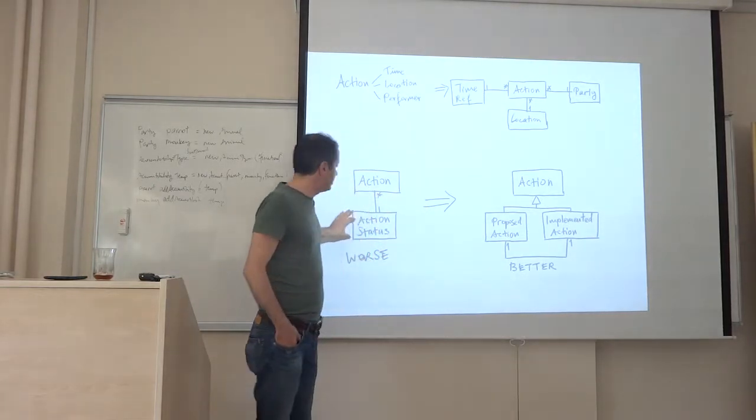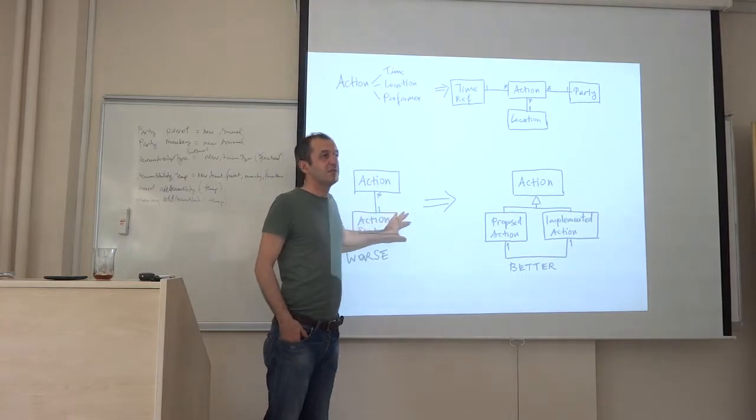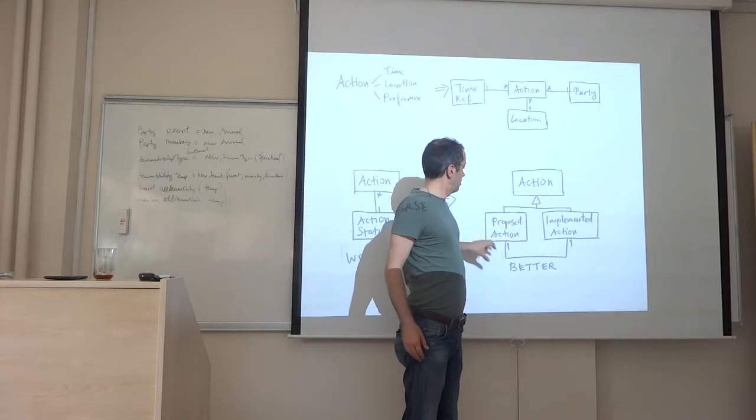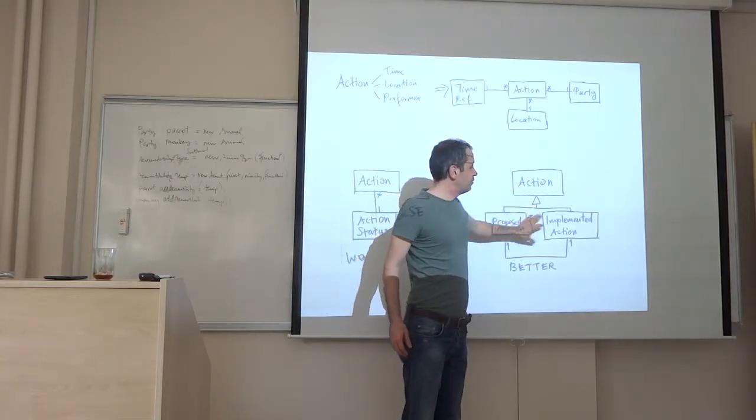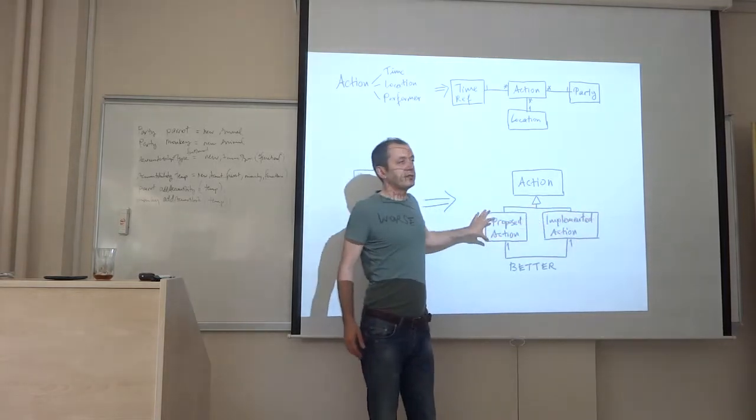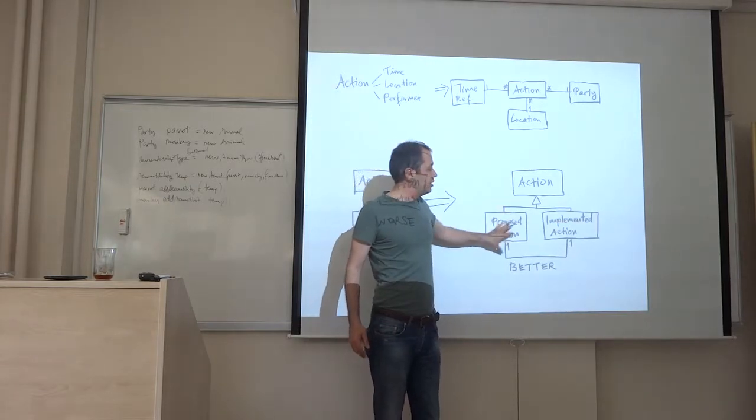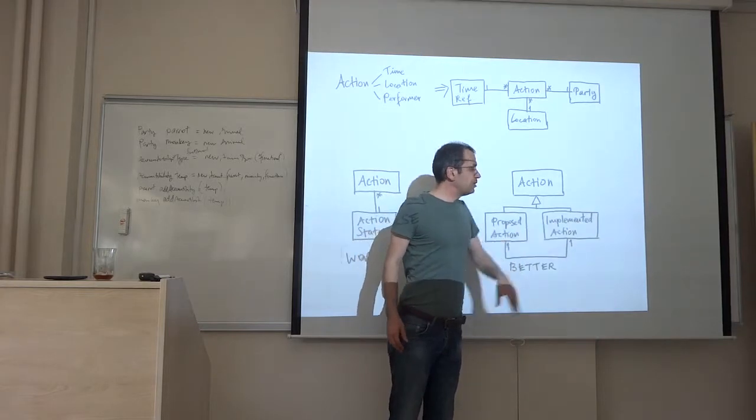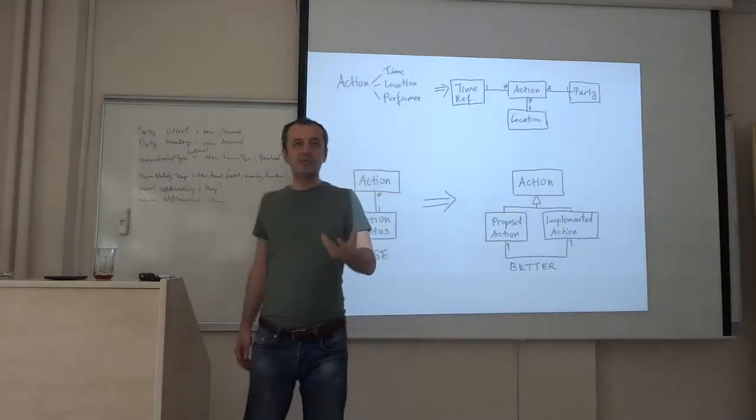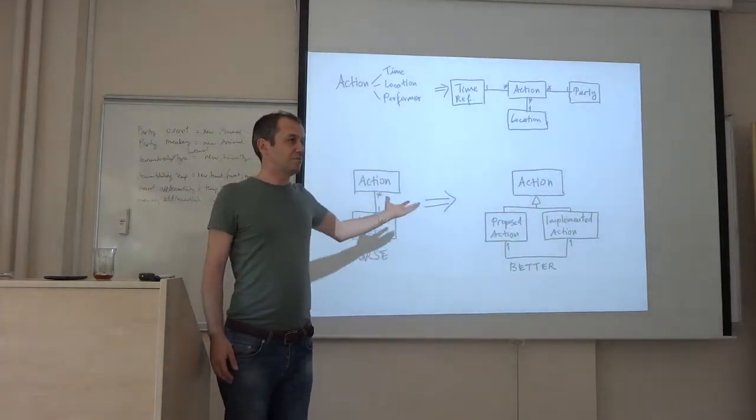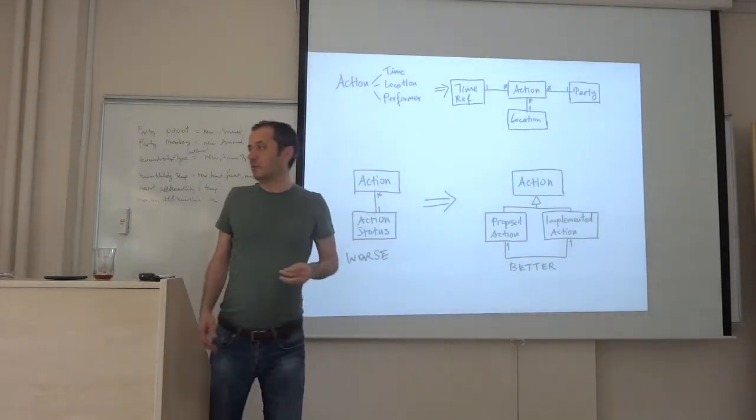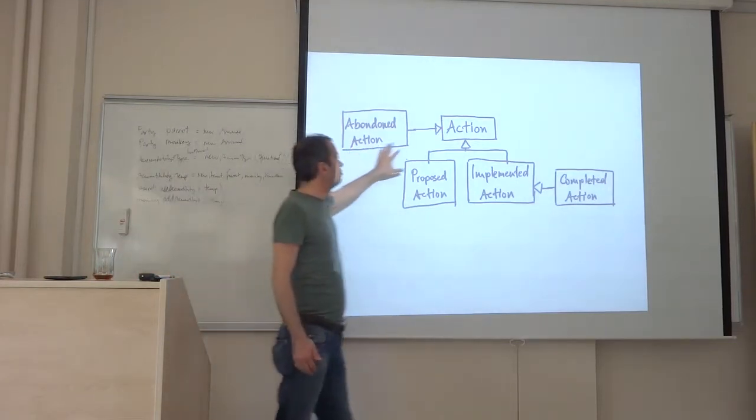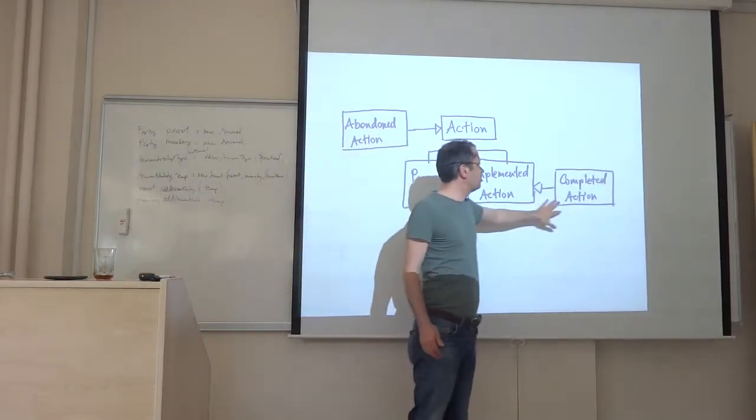One way of doing it is having an action status. But this is a better implementation, and I will explain why: to have different subclasses for each type of action. I can start with having a proposed action and an implemented action. If my application is simple enough, that's good enough for me. But I may have more, like an abandoned action, a proposed action, an implemented action, and a completed action.